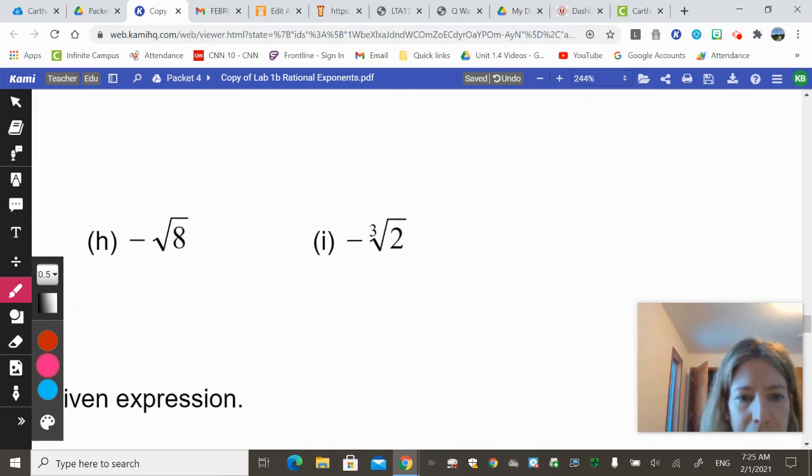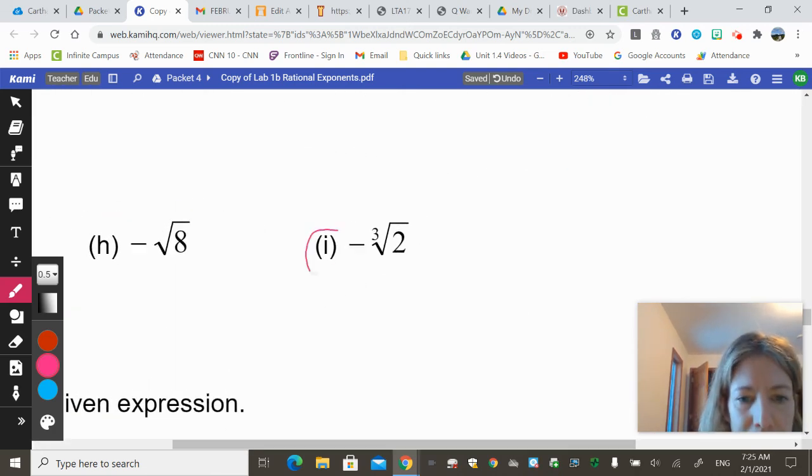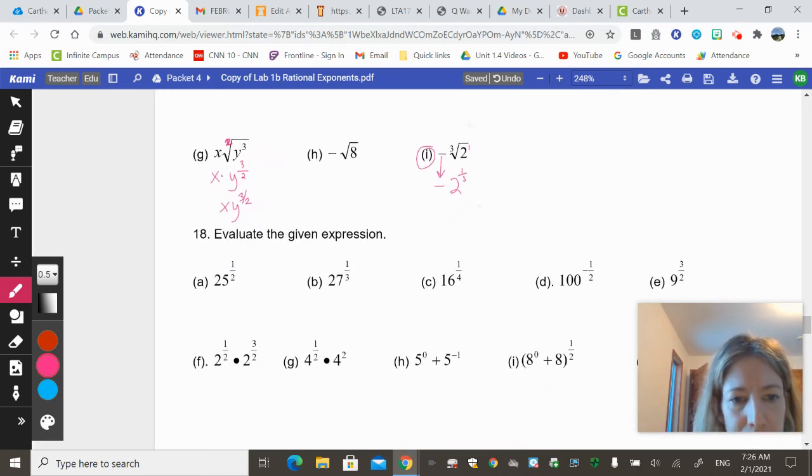For H and I, that negative sign out front doesn't mean it's a negative exponent or anything. It's just that the value will be negative, so this just drops down. And in this case, the power is 1 and the root is 3. So it'll just be negative 2 to the 1/3. Okay, so that negative does not affect my exponent.